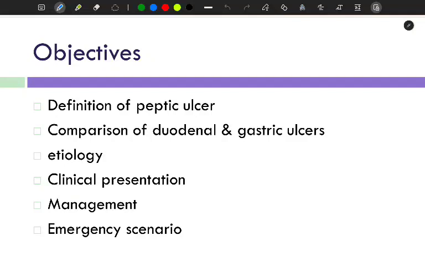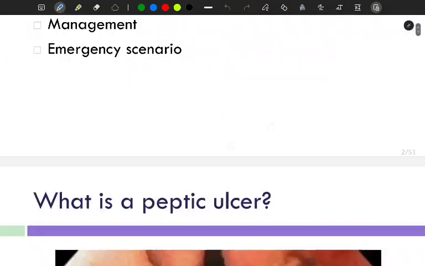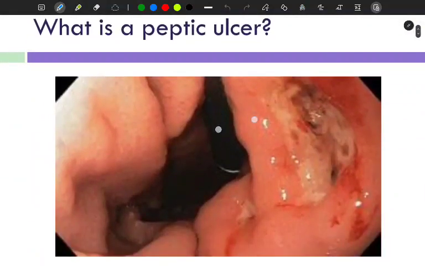So our objective in this lecture will be the definition and the comparisons. You should be able to define, compare, know the etiology, the causes, the clinical presentation, how to manage, and if there are any emergency scenarios by the end of this lecture. Okay. So basically, what is peptic ulcer disease?